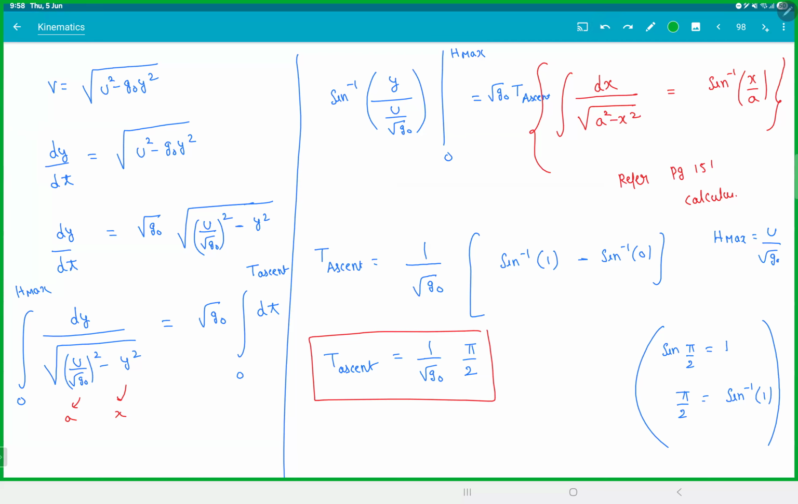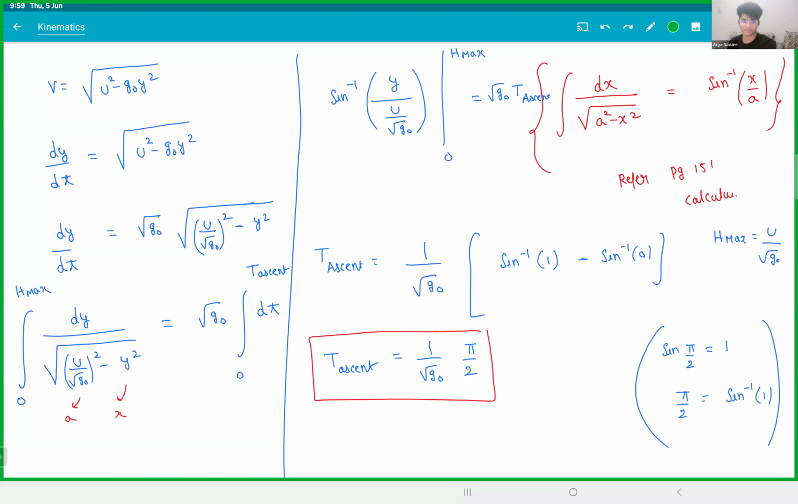Sir, can you please explain what you did by taking the root g naught common while rearranging? Just look at this thing. Now, this is a square minus x square. There is a g naught sitting here. I just want pure y square there. So I just took out g naught outside. Then this became, see now, this thing looks like a square minus x square term. Yeah, sir, I got that, but how did that root g naught come outside? Think about it. Okay, yeah. I got it.